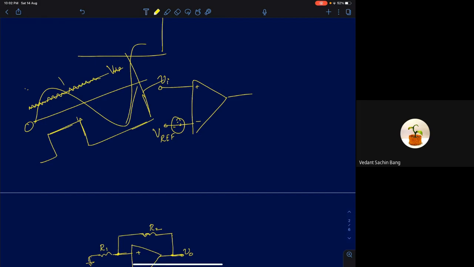So detection in the presence of noise becomes a problem. You will end up creating false triggering. You'll produce unwanted edges at the output.